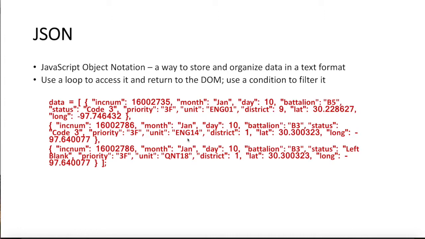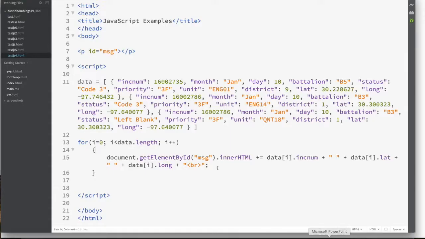So I have some examples here that look at the use of JSON. So I have here these items where it's the same data set where it says data equals, and it has all these incident numbers and months. And what this program does is it just goes through and writes that to the DOM in the message that we have.